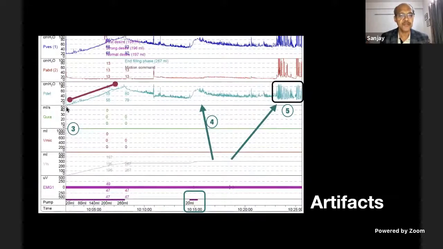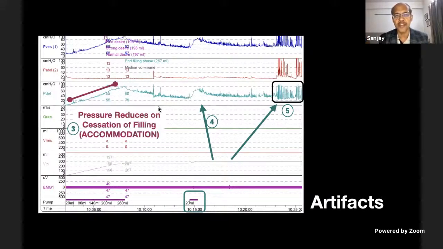Some other things you can see: if you fill too fast, and this patient has been filled very fast, the pressure goes up dramatically. And this poor compliance has almost certainly overestimated the pressures. And you can see the clue to that: you stop filling and you find the pressure going down. This accommodation which you get in pressure on stopping the filling is a sign that you are actually filling too fast.